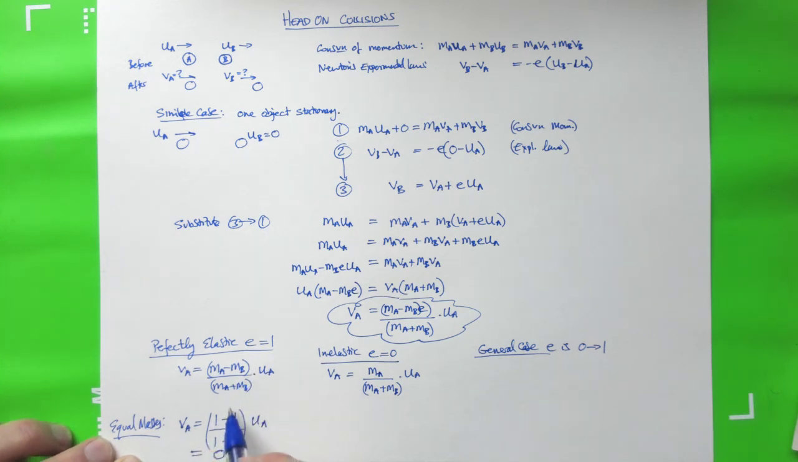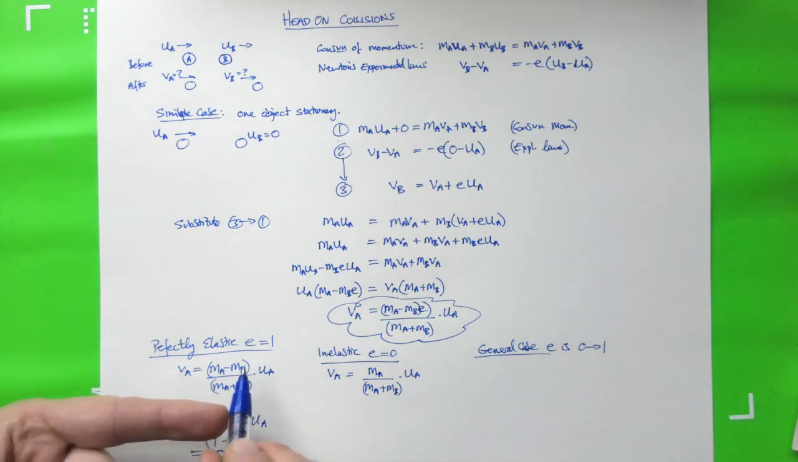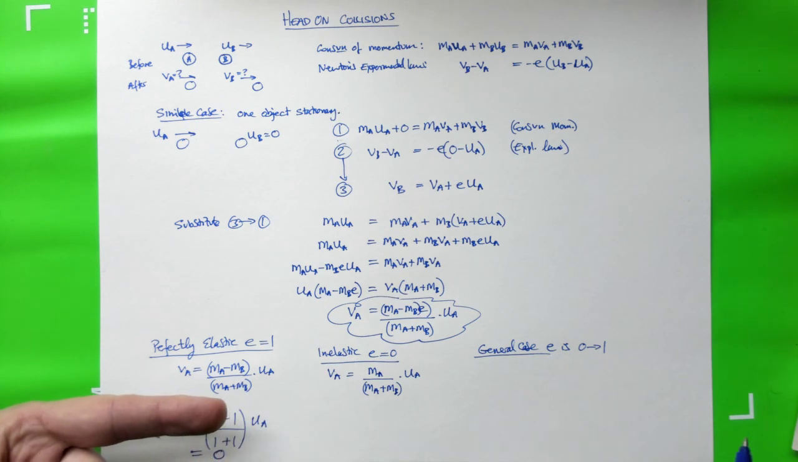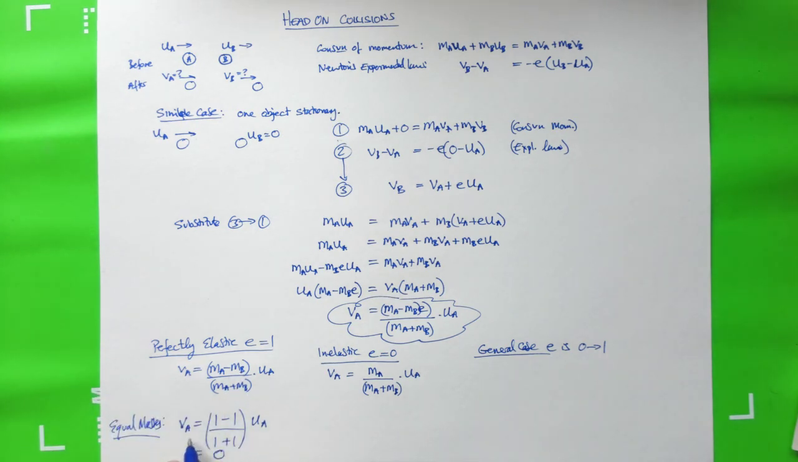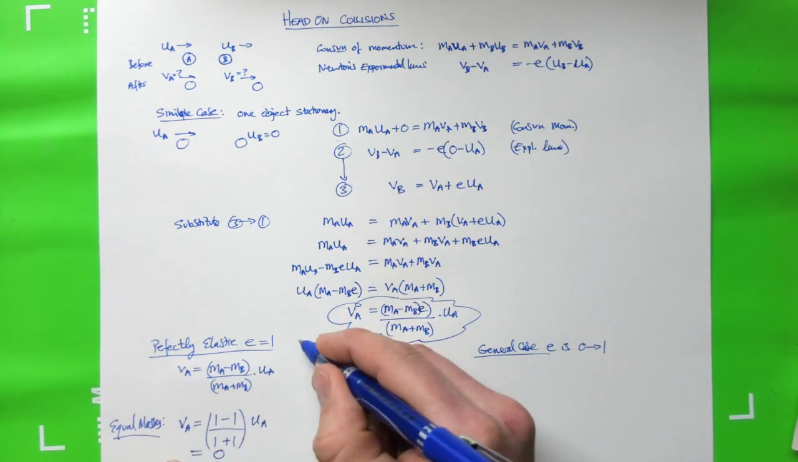This says that if 2 objects of equal mass, one is stationary, one runs into the other one, that the first one that was moving will come to a complete rest and give all of its momentum to the other object, which means we can then trivially solve for the speed of the other object. So that's pretty cool. So that one's done.